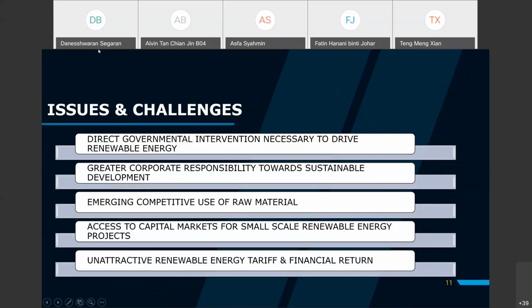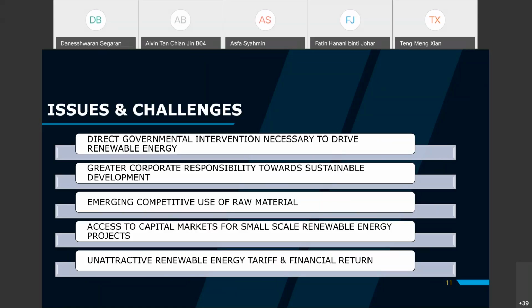Next, we will look into the issues and challenges of energy policy. The first one is direct governmental intervention necessary to drive renewable energy. So, when a government intervenes in renewable energy, it can enhance the utilization of indigenous renewable energy resources to contribute towards national electricity supply and also sustainable socio-economic development.